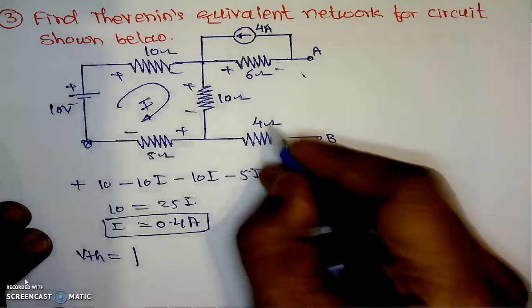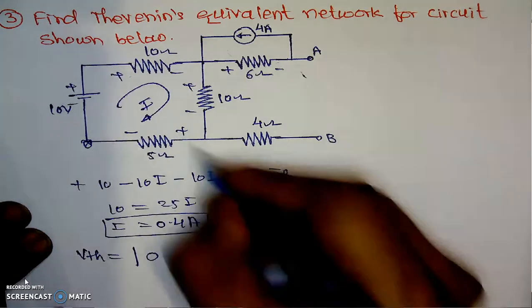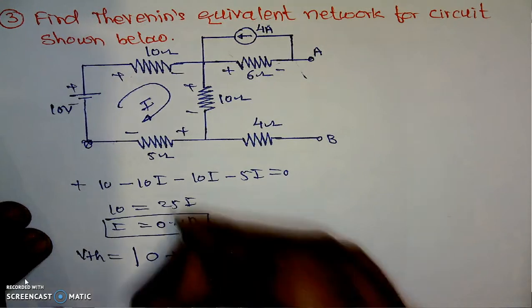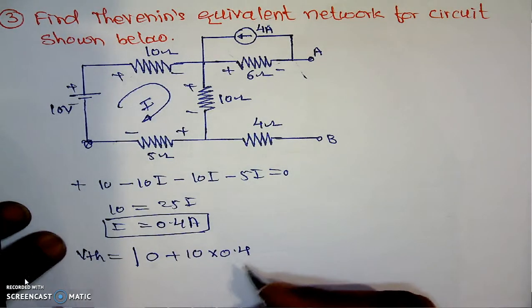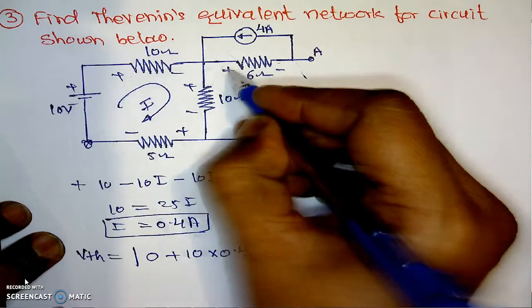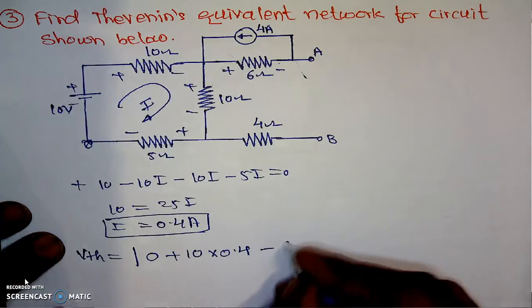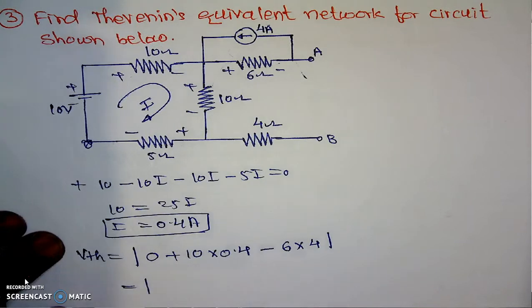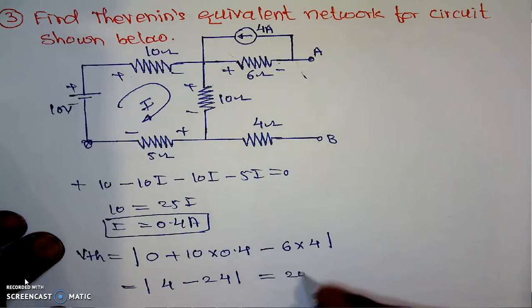If we are traveling from B, first the voltage is 0. Then we are traveling in the upward direction, negative to positive, which is a plus, its resistance is 10 into its current, which we have calculated 0.4 amperes. Then we are traveling towards A, positive to negative, which is minus 6 into its current, 4 amperes. That is 10 into 0.4, which is 4 volt, then minus 24, which is equal to 20 volt. 20 volt is the value of the VTH.